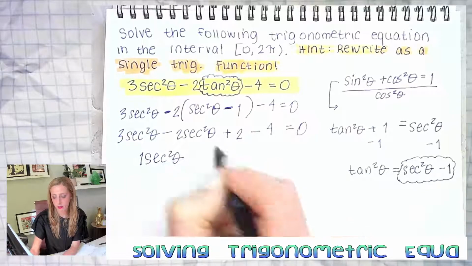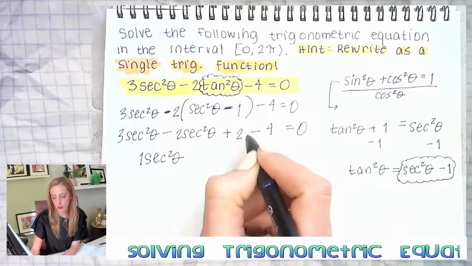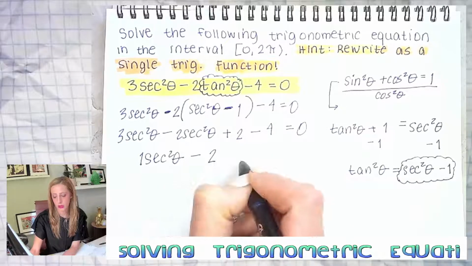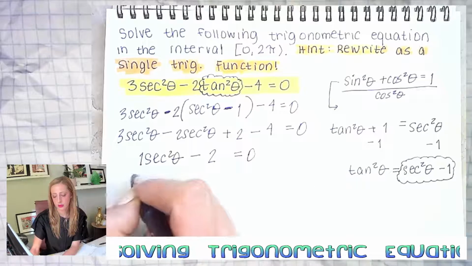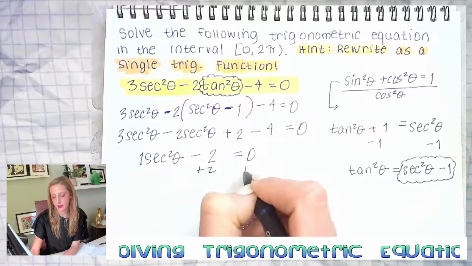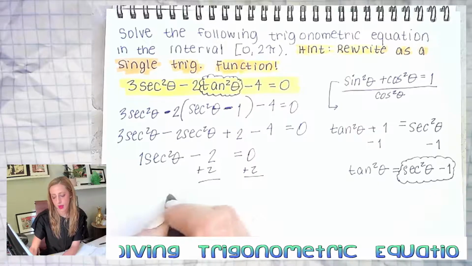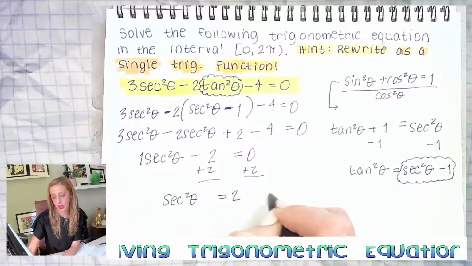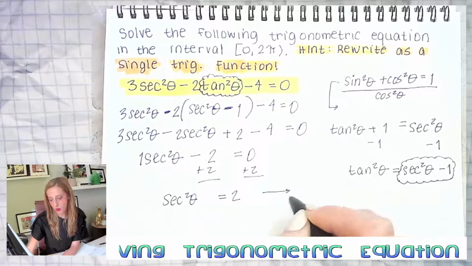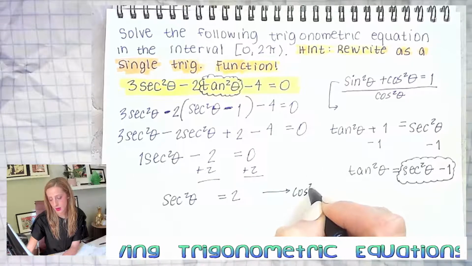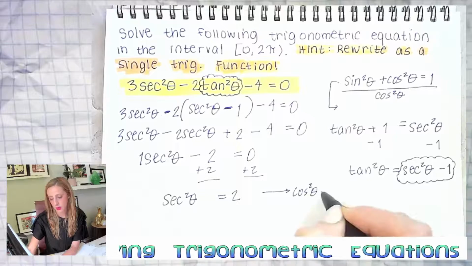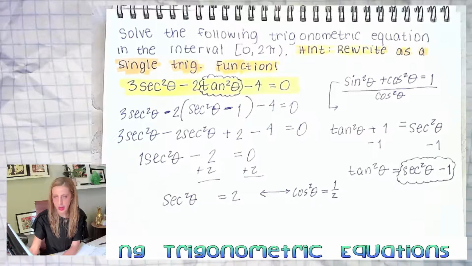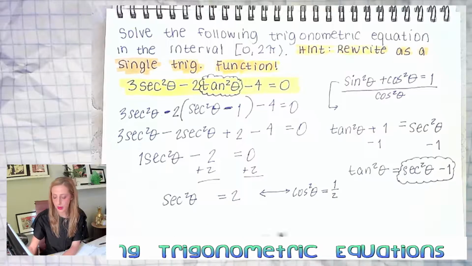Secant² right there. Now a positive 2 minus 4 is minus 2, is 0. Add 2 to both sides. Secant² equals 2. Maybe you're pretty good at knowing that that means cosine² equals 1/2. Maybe you're not. We'll go both routes.